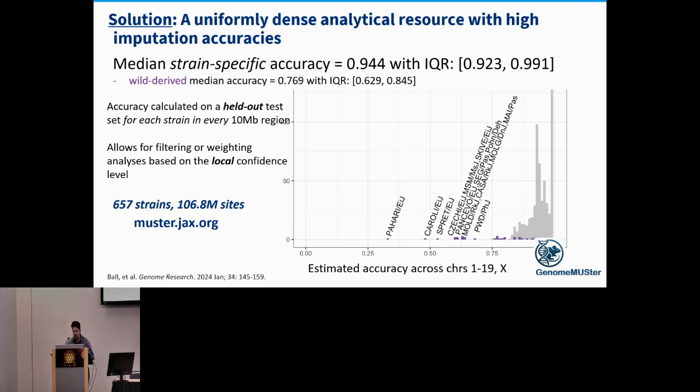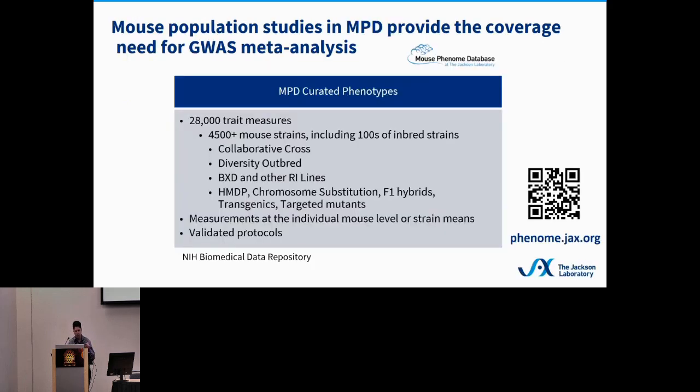The nice thing about this is you get a local confidence level, right? So if you're not comfortable with that level of accuracy, you can filter it out, or you can use it to weight your downstream analyses. And you can access this at muster.jax.org. So now I'm going to translate.